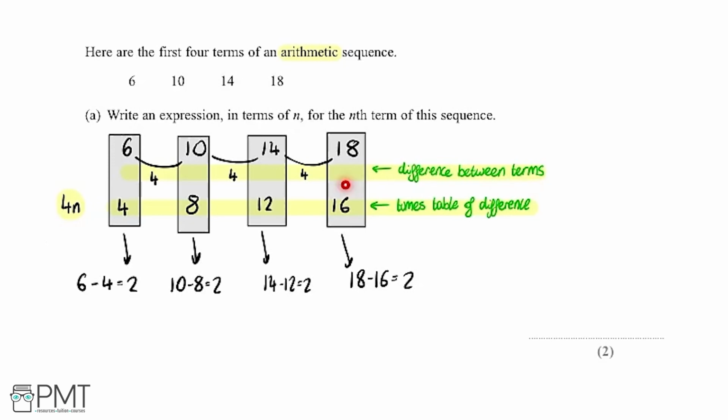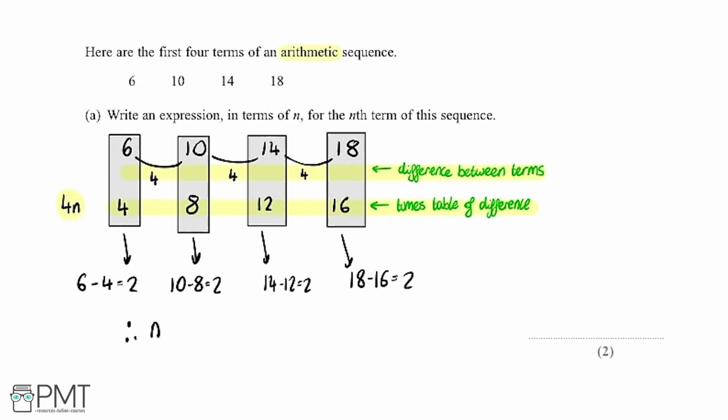So along here we worked out the difference between the terms. And here we did the times tables of the differences. And then we worked out the difference between the original term here and the times tables term. And we can see that's consistent through all of them. And that's 2. So our final step is we're going to bring it all together. We're going to bring in this part and this part to get our nth term.